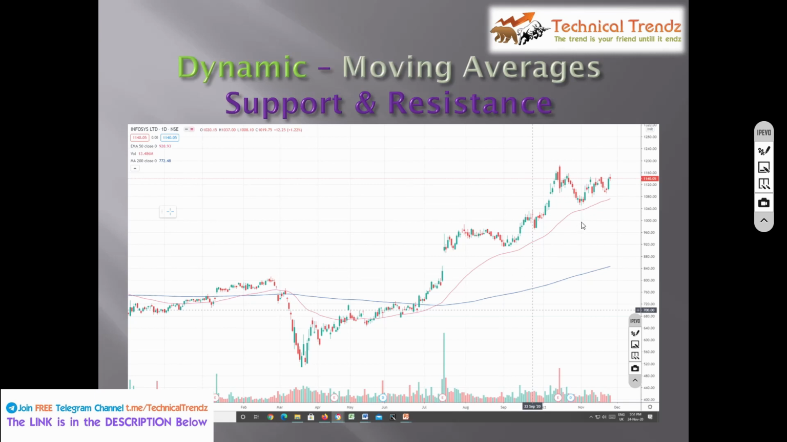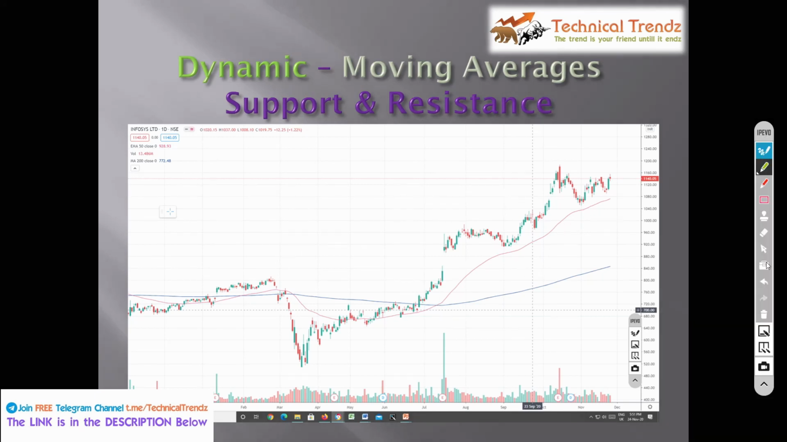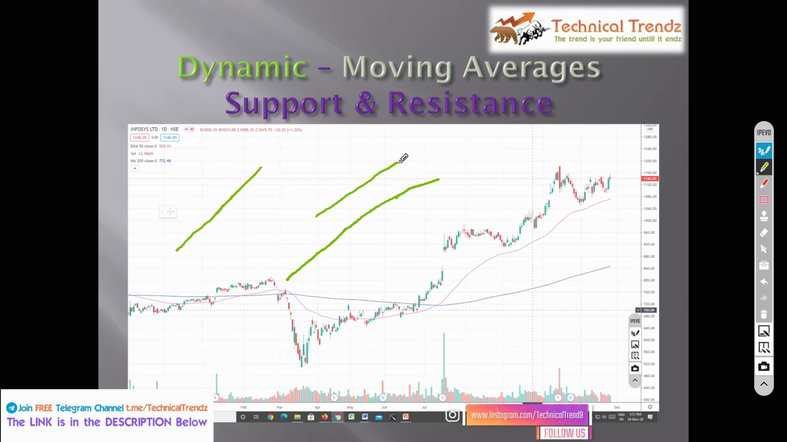Moving averages, when there is a trend, friends, suppose this is the 200 DMA. If price is rising upward and then comes down, it may take support here. At the same time, if price falls below it and then rises, it will take resistance here. So that's how these moving averages will act as support and resistance.